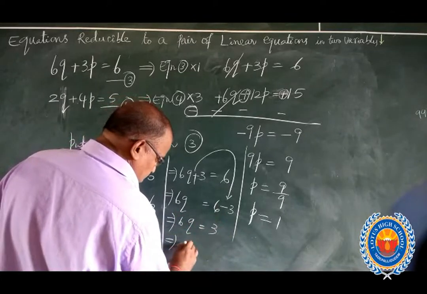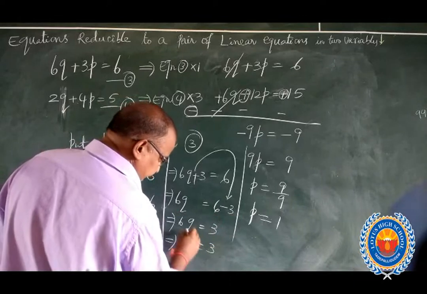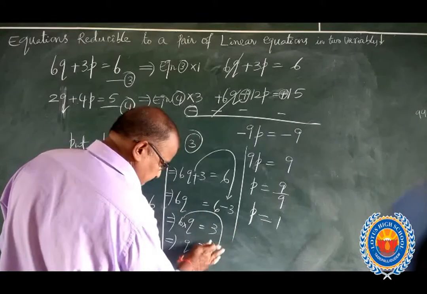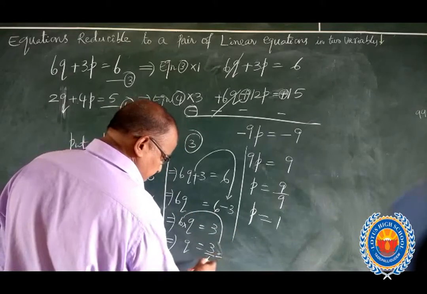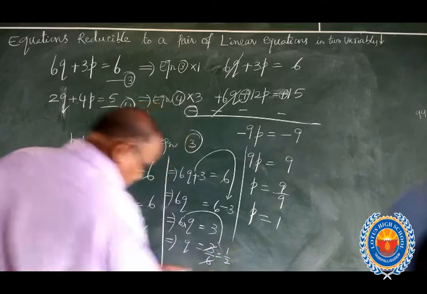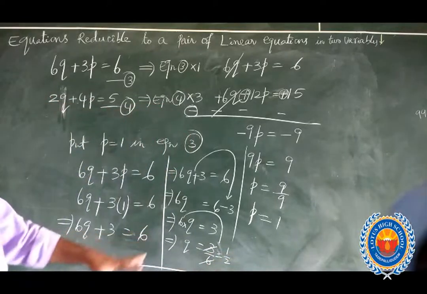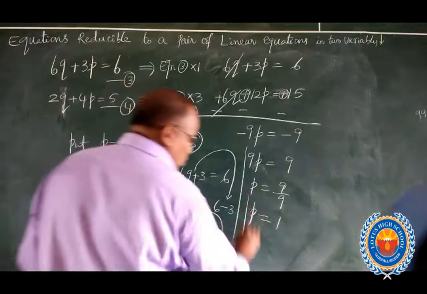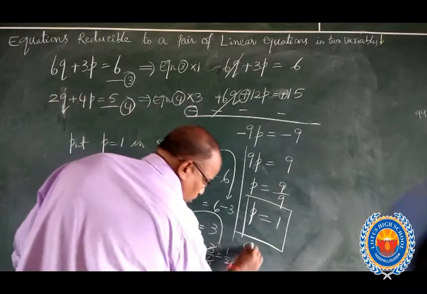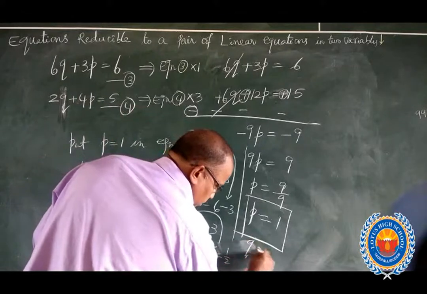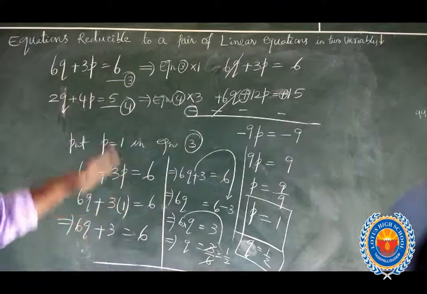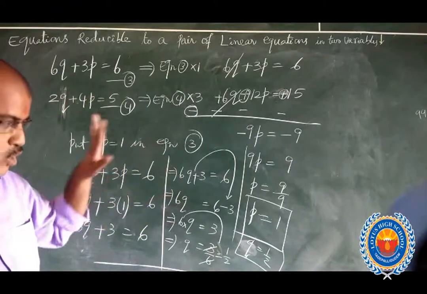That implies q is equal to 3 transposing the 6, divided by 6. Then this is nothing but 3 table 1 times, 3 table 2 times, 1 by 2. Now I got P is equal to 1 and Q is equal to 1 by 2. This is the solution for these two equations.